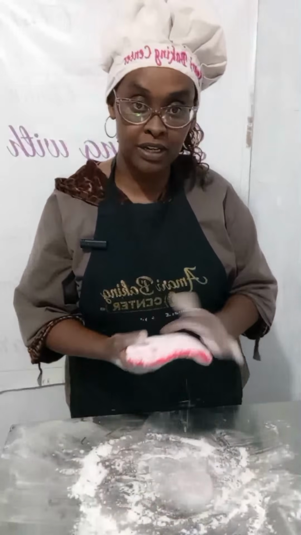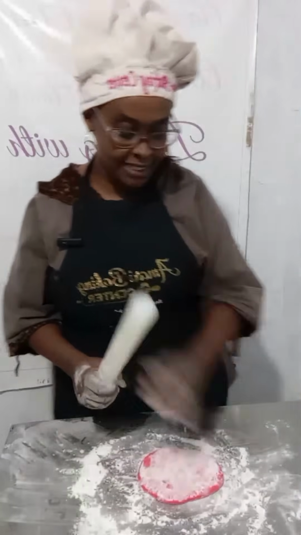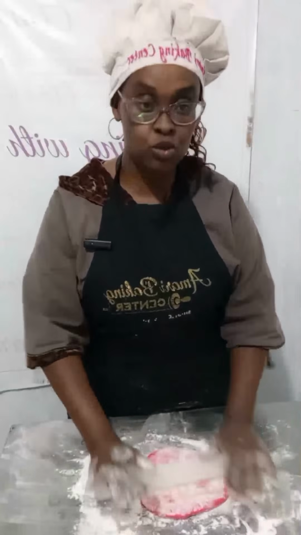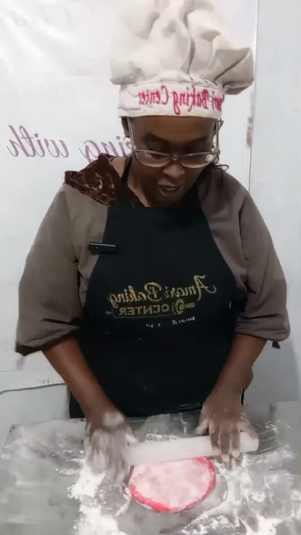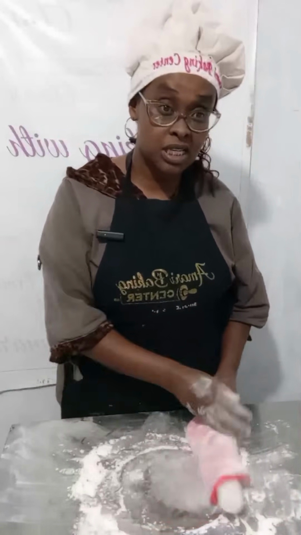What I'm doing is putting icing sugar on both sides so it does not stick. So as you roll, you move it so it doesn't stick. The reason why I'm telling you there are different types of fondant recipes is some are stickier than others.